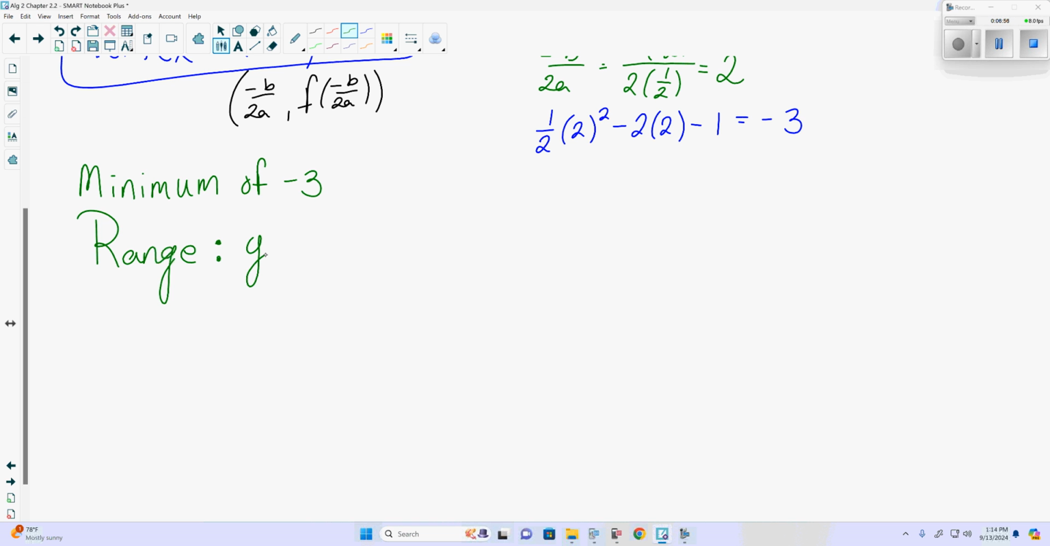Now the range for this here is going to be compared to -3. If it is a minimum value, y is going to be bigger than it. If it's a maximum value, it's going to be smaller than it. But since this here is a minimum value, we're saying that the y value is greater than or equal to it, that it's going to be all of the y values from -3 going up.